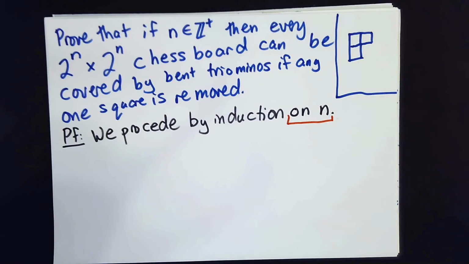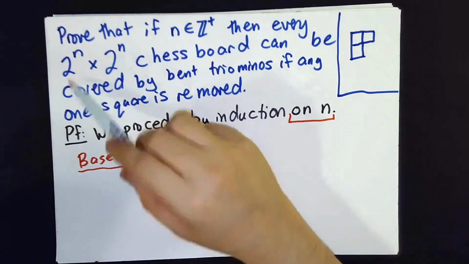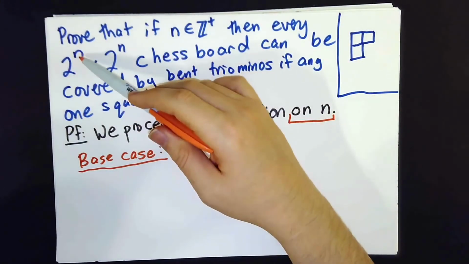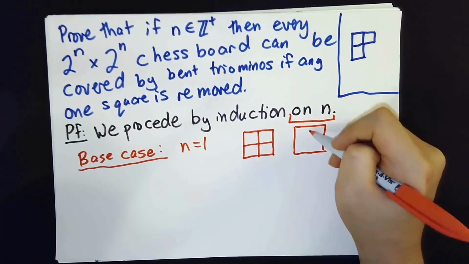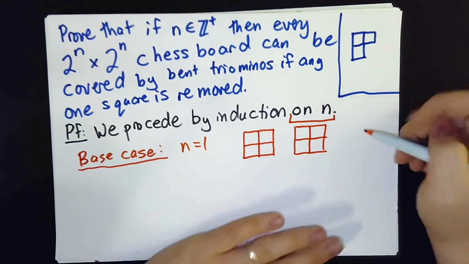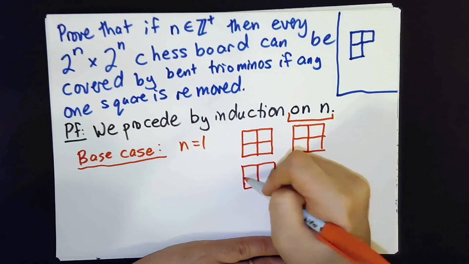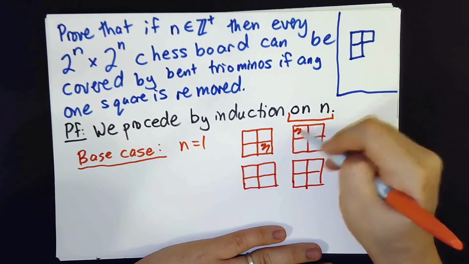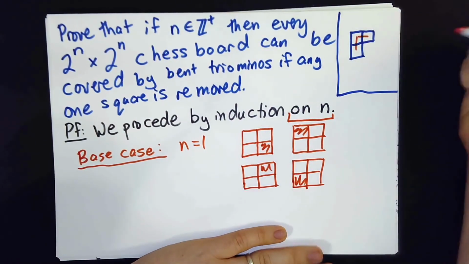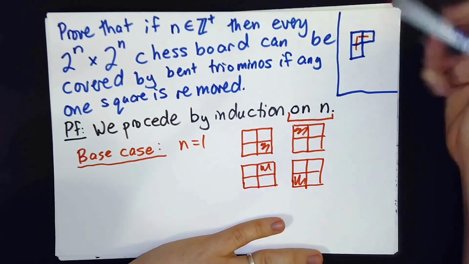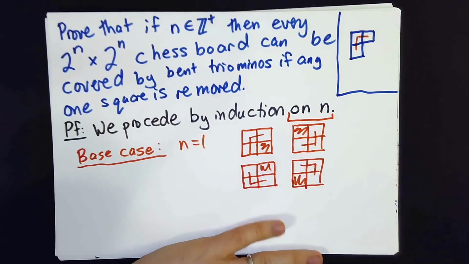So what's our base case? Our base case is n equals 1. And so I need to show that if I take a 2 by 2 board, right, because if n is 1, 2 to the n is 2. So these are very little boards. And I need to show that no matter which square I happen to remove, I will always be able to cover this with triaminos. So I could remove that square, or that square, or that square, or that square. And it's not so hard to see how I'm going to go about covering these things with triaminos. Namely, like that, like that, like that, and like that.